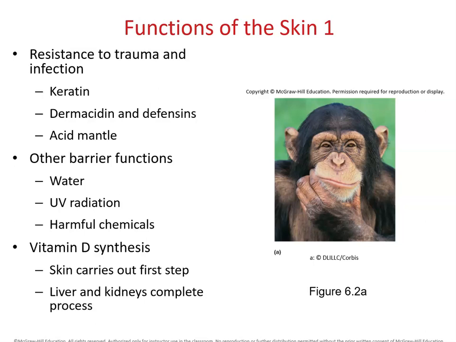Our skin is a barrier to UV radiation from sunlight and also from harmful chemicals. A lot of people don't realize this, but your skin is the location of the first step in production of vitamin D. And vitamin D is very, very important for a lot of different body functions. Vitamin D can be classified as a vitamin, can also be classified as a hormone. It has capabilities as a neurotransmitter in your brain. So it's a very, very important vitamin for us to have. Vitamin D synthesis starts in the skin, but is completed in the liver and kidneys.